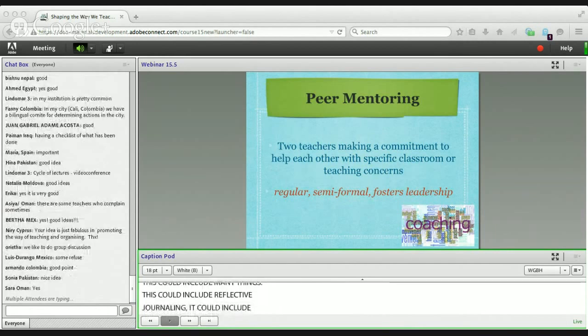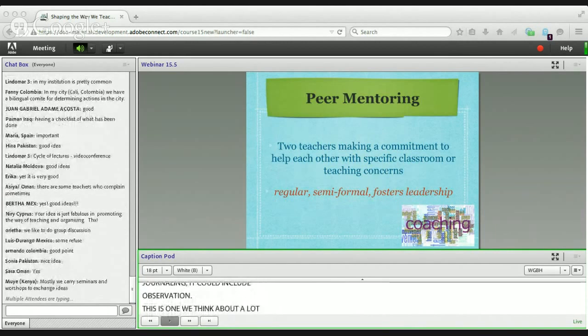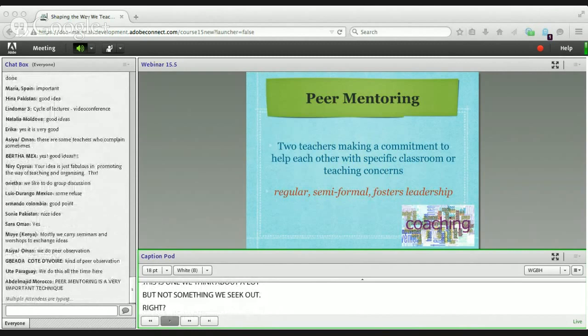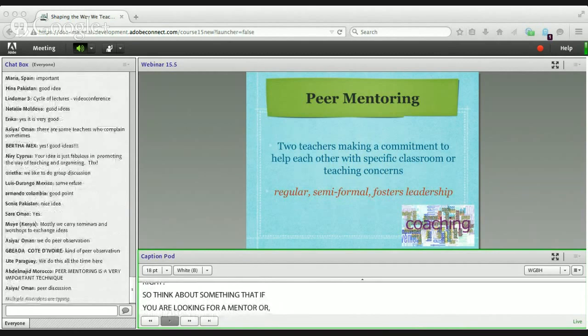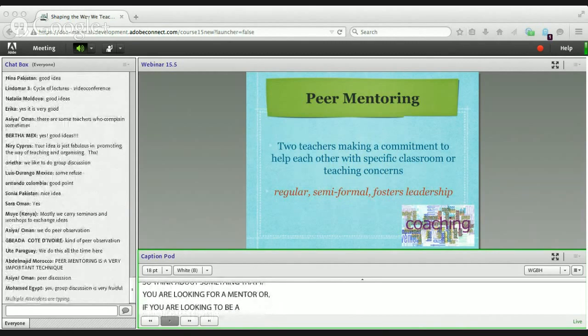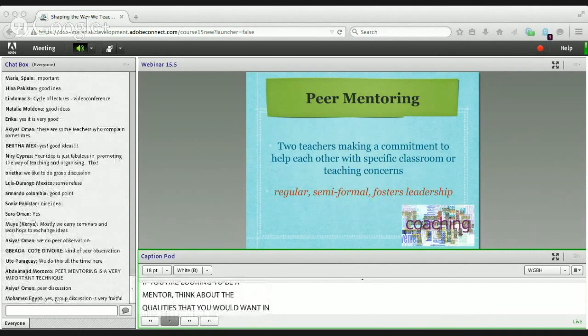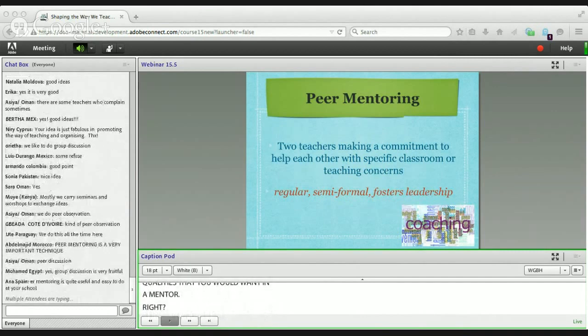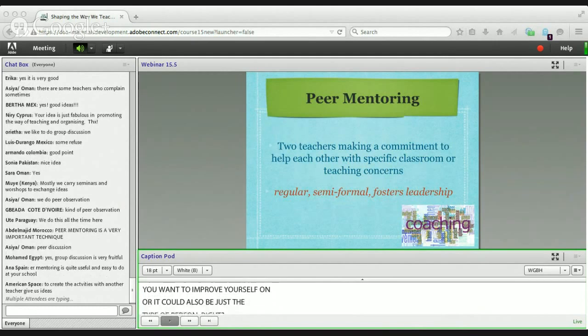right? So think about something that, if you are looking for a mentor, or if you're looking to be a mentor, think about the qualities that you would want in a mentor, right? Maybe that could be some of the things that you want to improve yourself on, or it could also be just the type of person, right? Maybe someone that you would work well with. So this is something that would happen regularly.